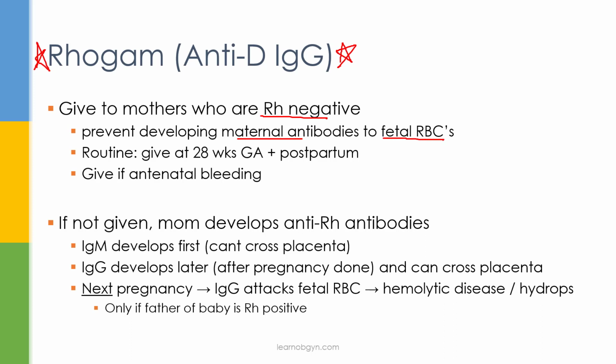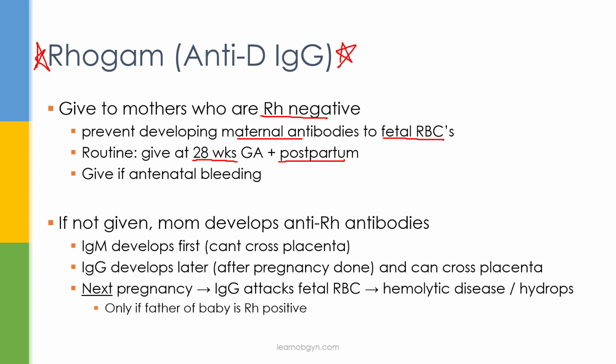Routinely what we do is we give it 2 times, once at 28 weeks gestational age and then 1 time postpartum. But if a patient has bleeding before they deliver, usually we give them another dose of Rhogam at that time, again only if they're Rh negative.